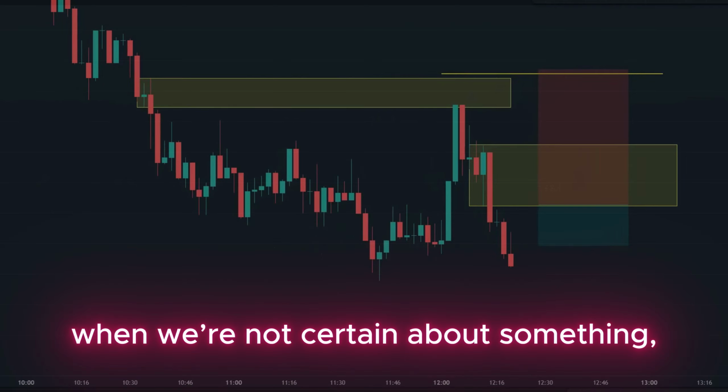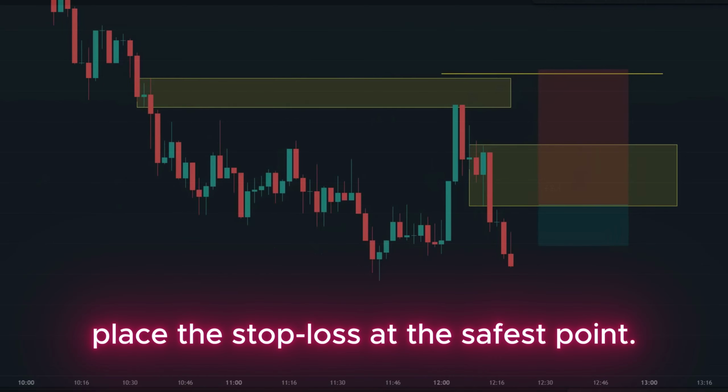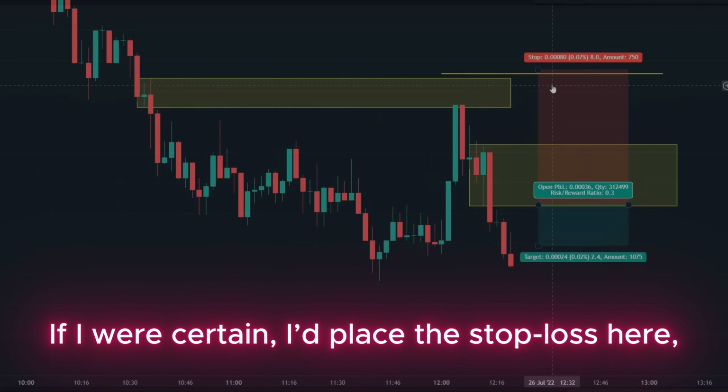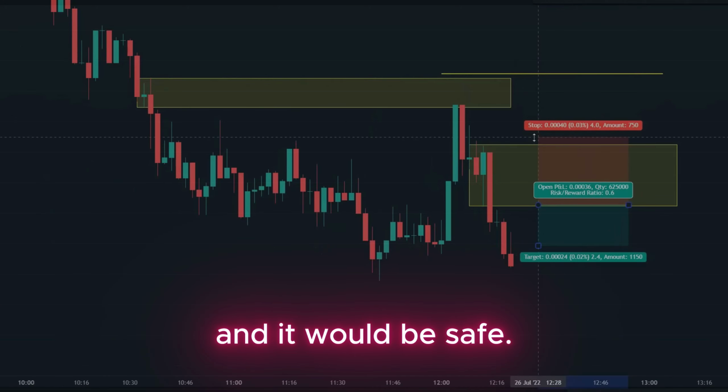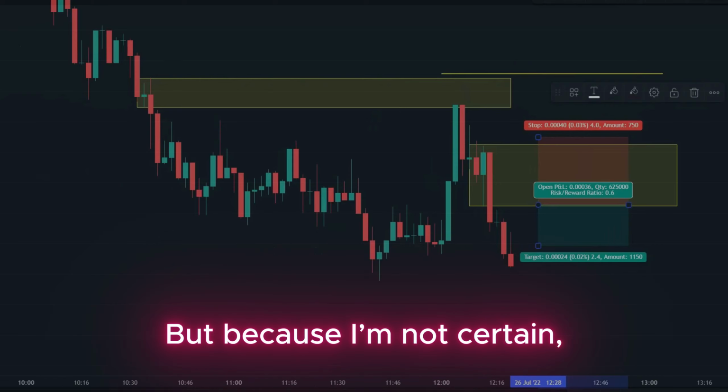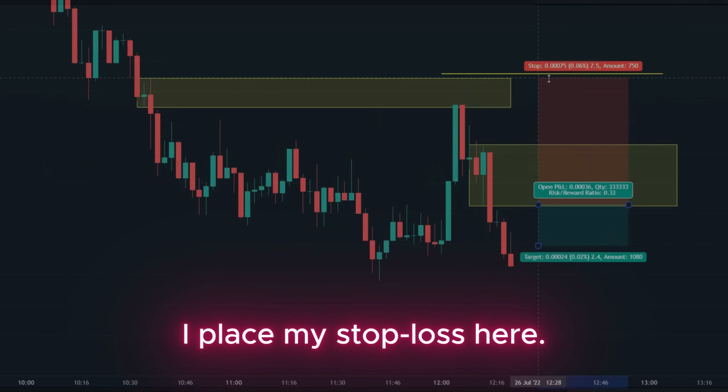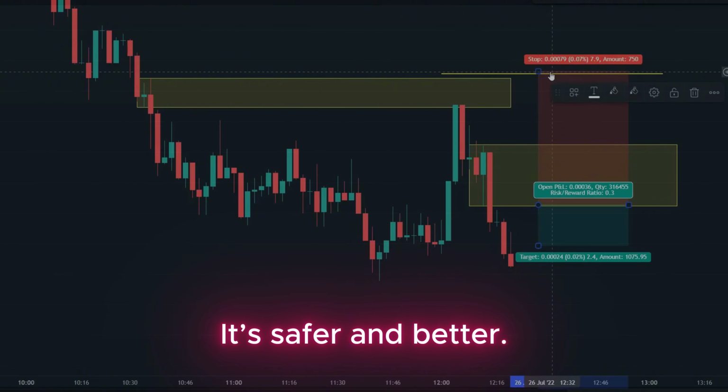Remember, when we're not certain about something, place the stop loss at the safest point. If I were certain, I'd place the stop loss here, and it would be safe. But because I'm not certain, I place my stop loss here. It's safer and better.